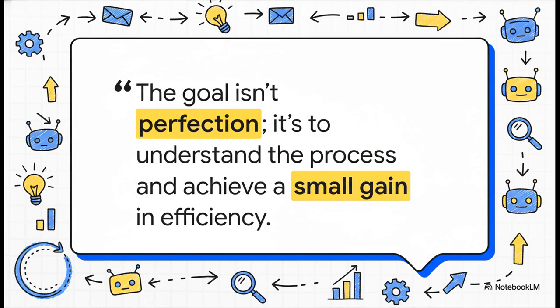And please remember this, your first agent does not need to be perfect. The real goal here is just to learn the process and get a small, measurable win. Maybe it saves you 5 minutes a day. That's a huge victory. It's all about small improvements, not flipping a switch to instant perfection.